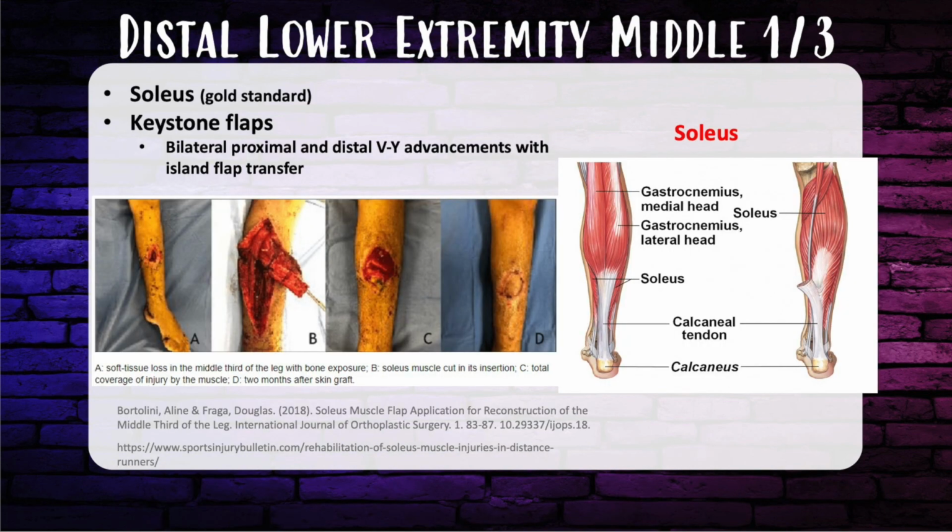Let's move on to the middle thirds now. For middle third defects, you're going to consider the soleus. The lateral portion of the soleus originates from the upper one-third of the fibula, and the medial portion of the soleus originates from the medial tibia. The insertion is the Achilles tendon.